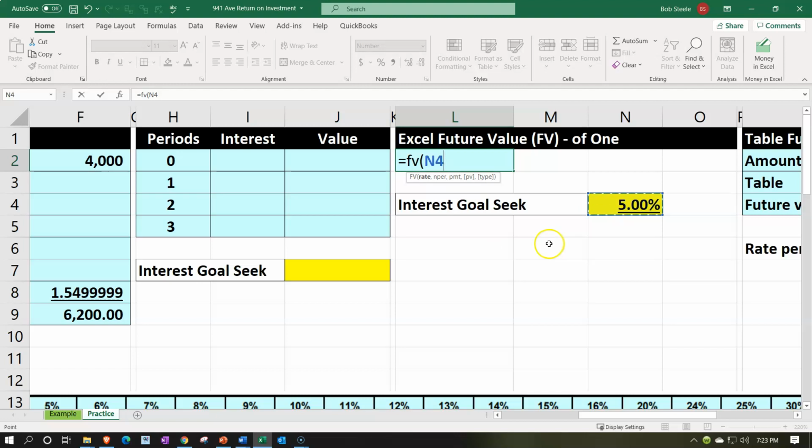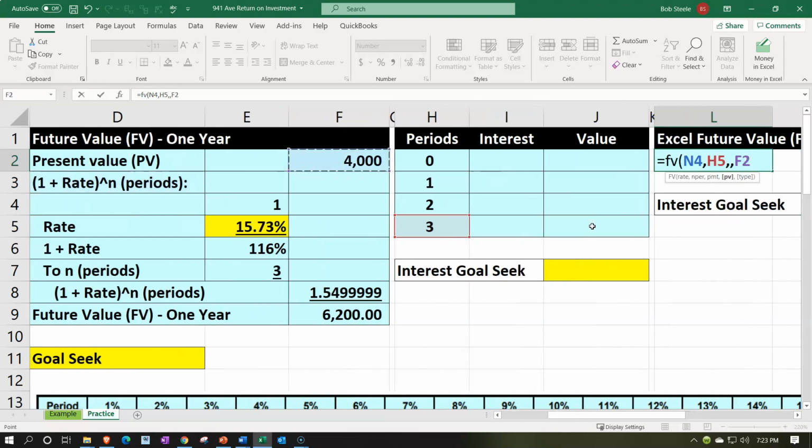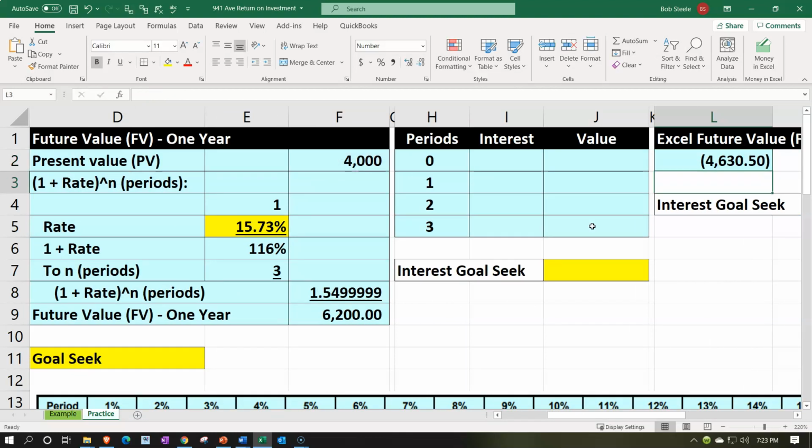Also, you're going to want the number in a separate cell because you want to refer to that cell as the thing that needs to change in order to change the function to the number that we know it should be. So then we're going to say comma, and number of periods will be 3. I'll pick it up over here. Comma, and then comma, 2 commas because it's not an annuity. And the present value is going to be 4,000. So there we have it.